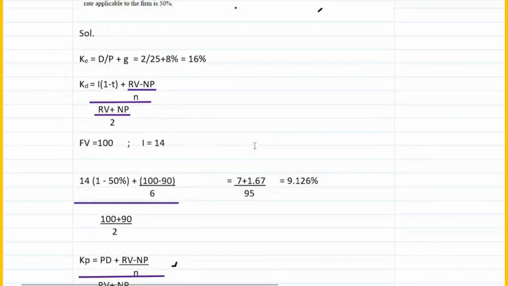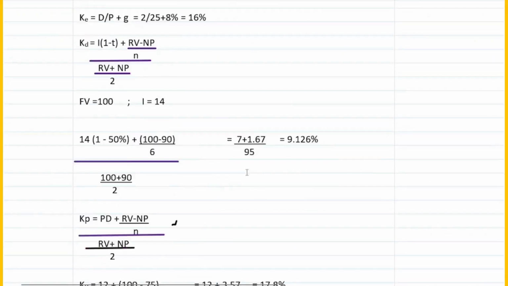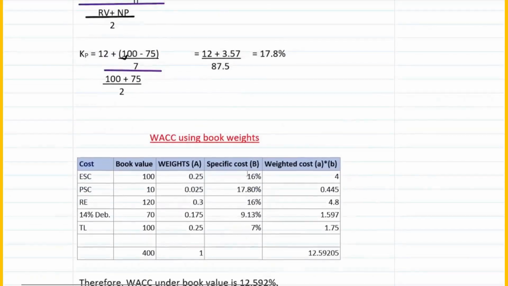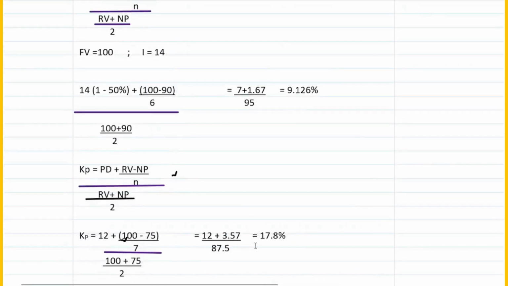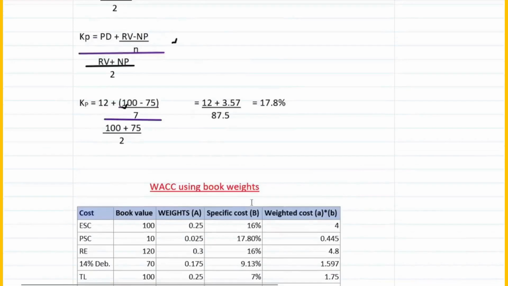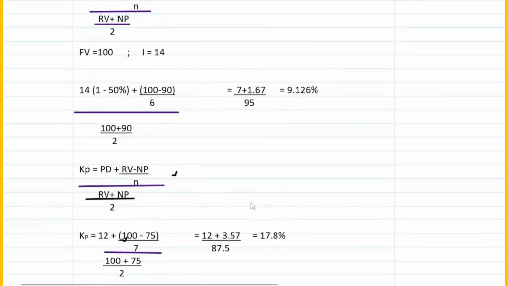So we've calculated KE as 16%. So like I already told you, KR will be equal to KE, so it again applies here, 16%. Next, KP is equal to 17.8%. KD is equal to 9.126, which I have taken as 9.13%.